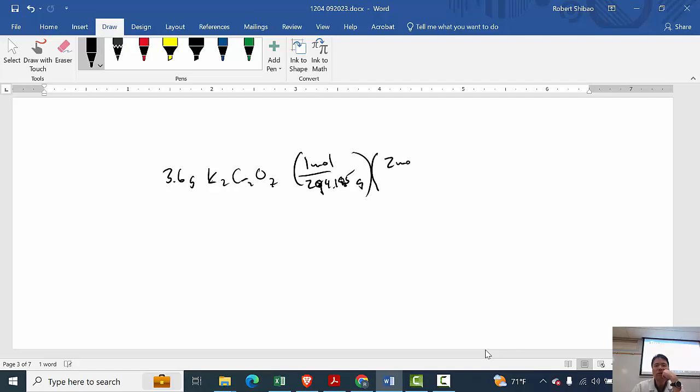And then we have 2 moles of the K3[Cr(ox)3]·3H2O for every 1 mole of the dichromate.